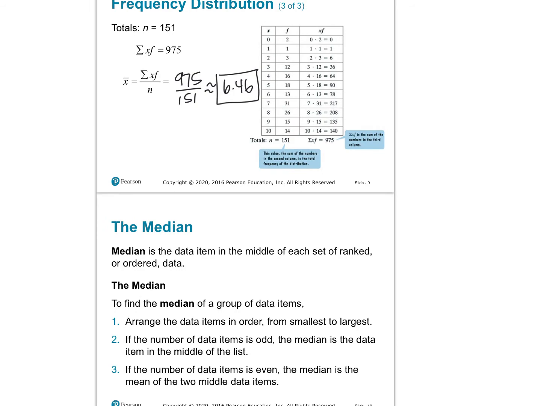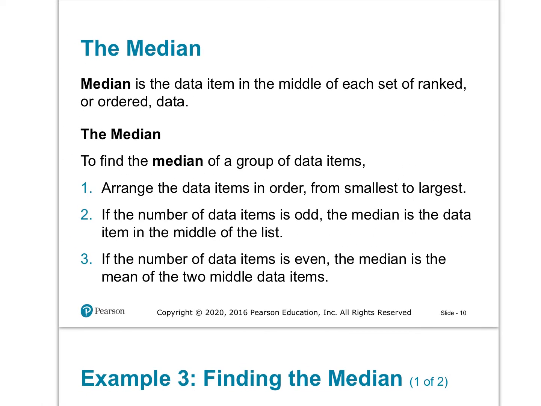All right, median. So median is the data item in the middle of each set of ranked or ordered data. To find the median of the group, arrange the data items in order from smallest to largest. If the number of data items is odd, the median is the data item in the middle of the list. If the number of data items is even, the median is the mean of the two middle data items. So mid 1 plus mid 2 divided by 2. Okay? So adding those two together, then dividing by 2.